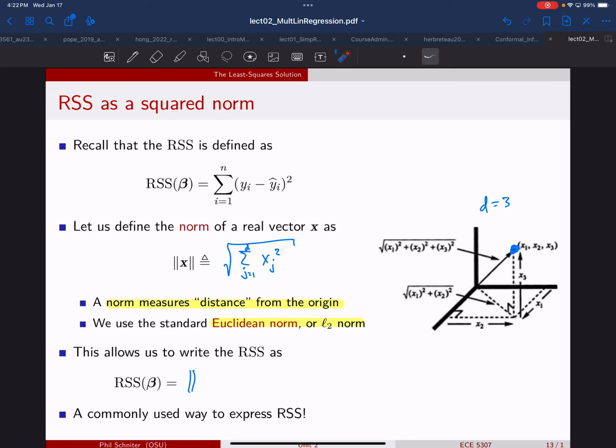So the norm is operating on vectors, whereas the sum is operating on scalars. It would just be y minus y hat. Exactly. So we're going to have a y vector, I'll denote that with an underline, minus y hat. And importantly, the norm here is squared because we want to get rid of this square root.